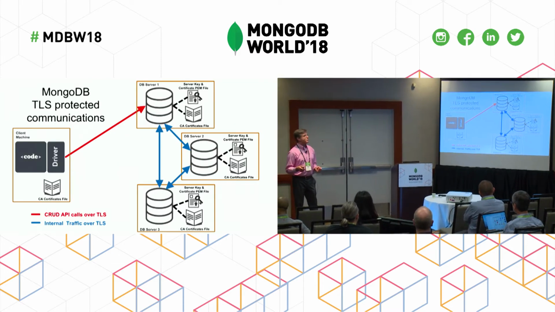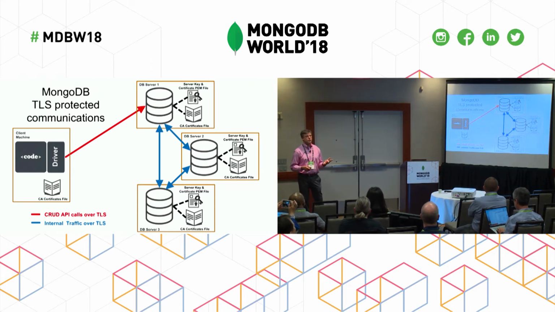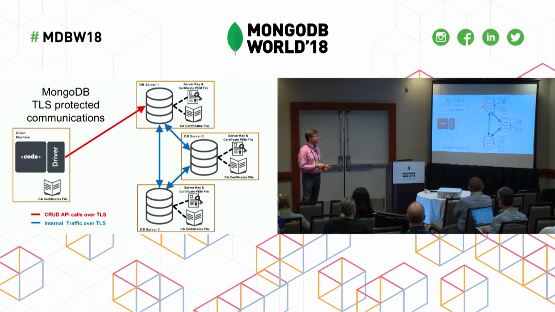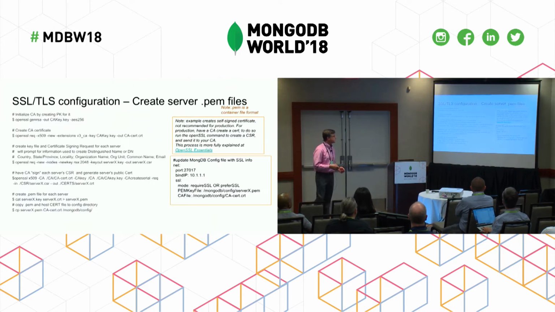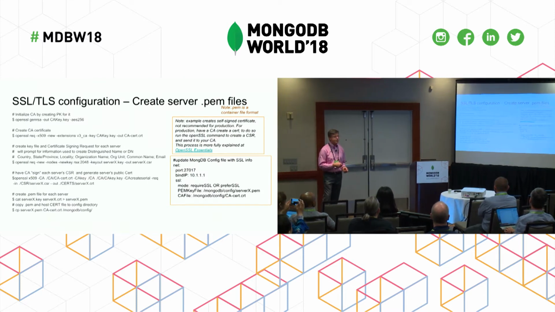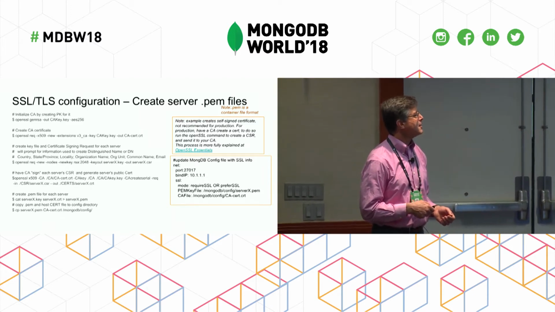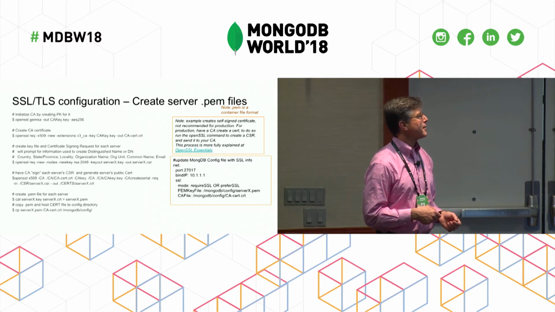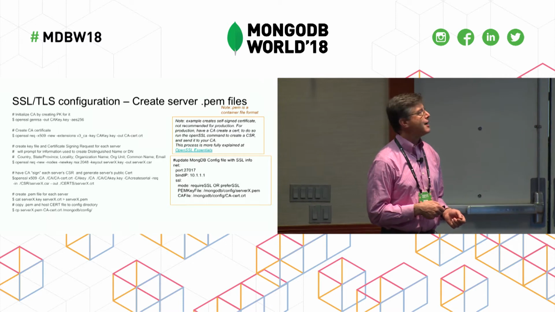So logically, what you're trying to do is protect the communication that runs between the client, driver, and the database, making the create, replace, update, and delete calls, and the internal traffic between the servers. So here's the code level or script level view of what we just talked about at the kind of map level. And here we are creating a certificate authority, and we're using OpenSSL, which is very easy to get.